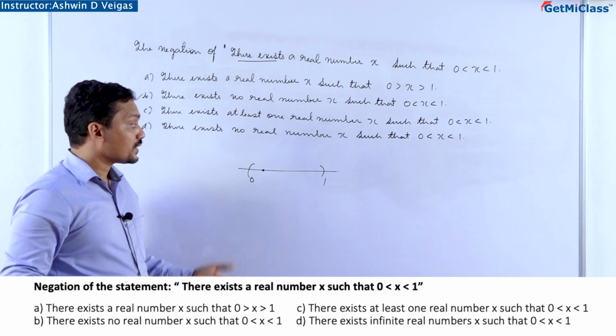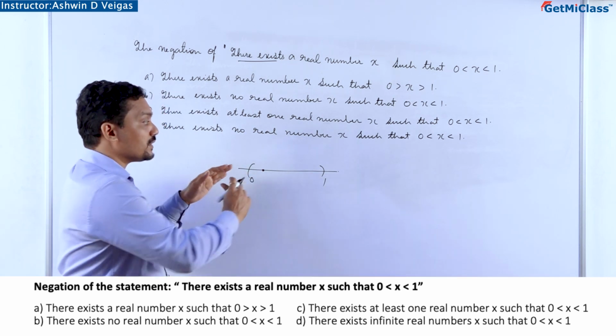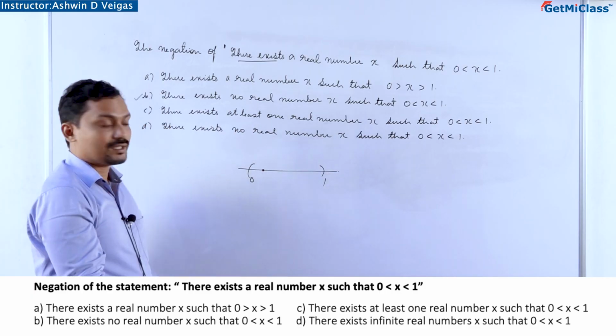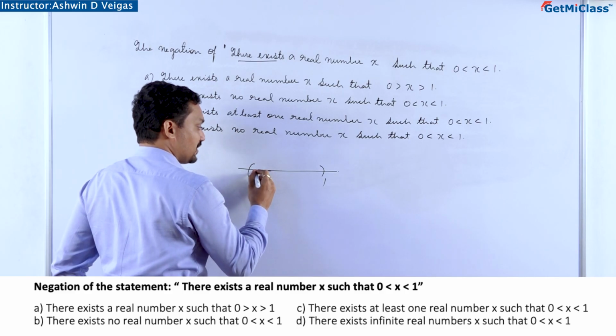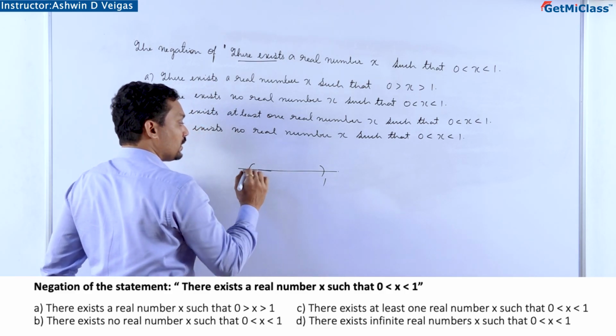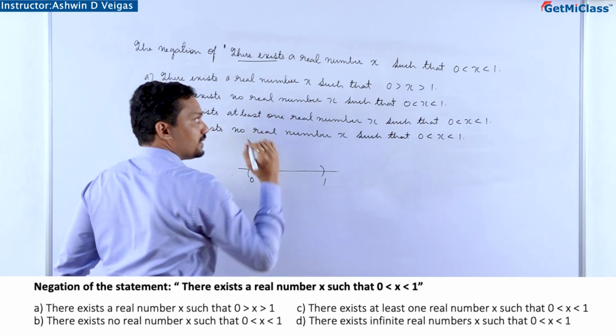So, what is the negation of saying there is a number between 0 and 1? That means there is no number between 0 and 1. So, therefore, if there is a number between 0 and 1, the negation should be there should not be a number between 0 and 1. So, therefore, option B is the answer.